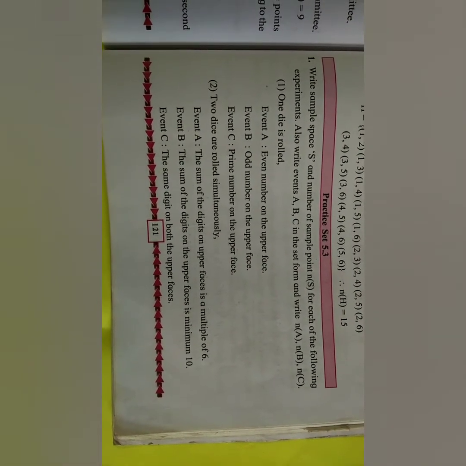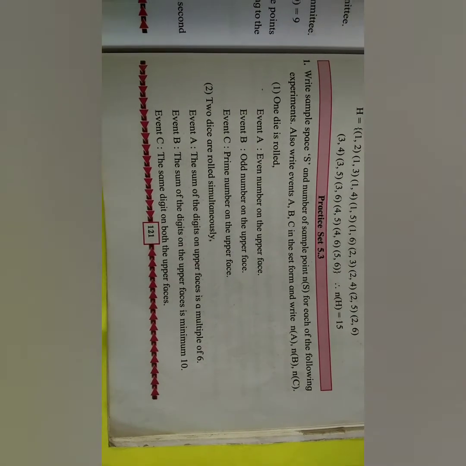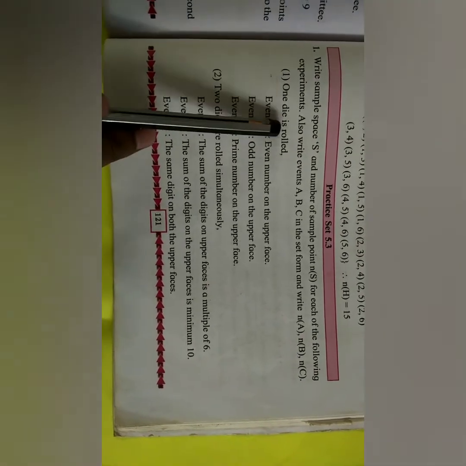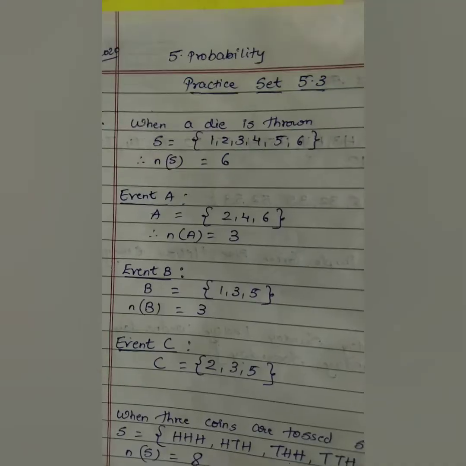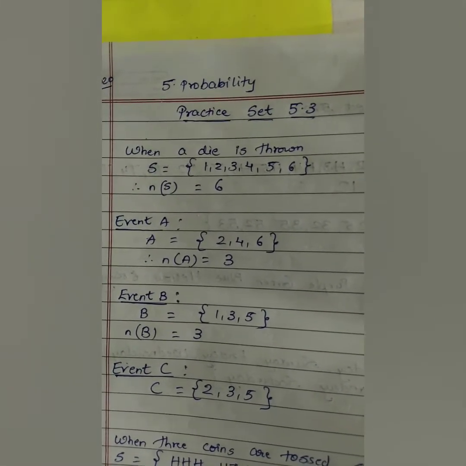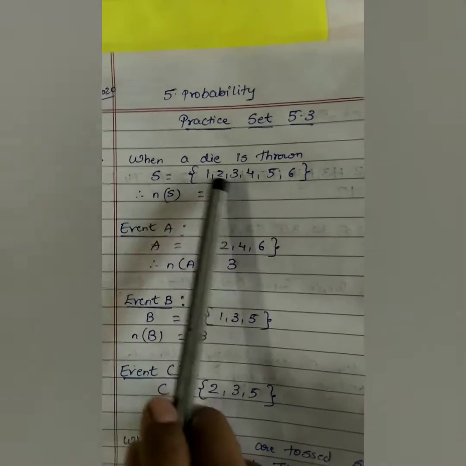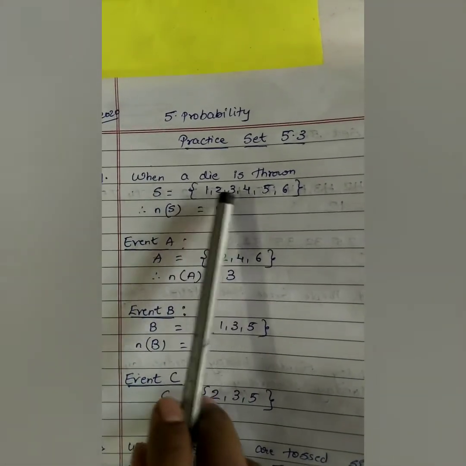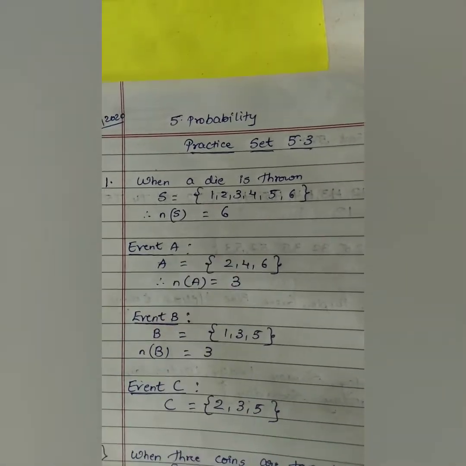Write sample space S and number of sample points, that is n(S), for each of the following experiments. Also write the events A, B, C in set form and write n(A), n(B), n(C). So question number 1: one die is rolled. So when a die is thrown, the sample space will be 1, 2, 3, 4, 5, 6. So n(S) is 6.